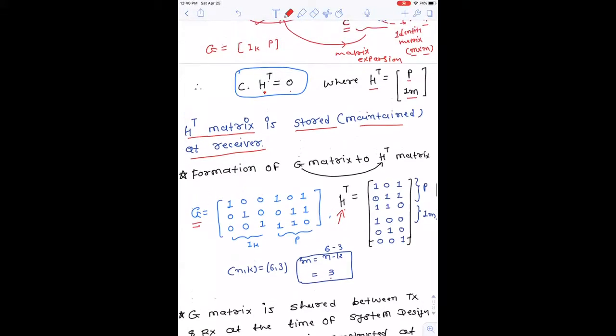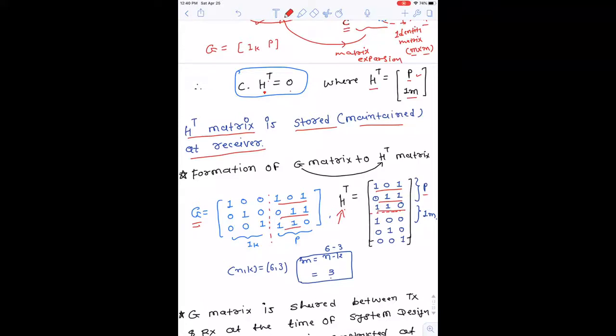Now how do you produce this? If you see the construction of the HT matrix, the first part is the parity matrix. In the G matrix we first have to separate the parity matrix P. The first row of this parity matrix is 101, and the next rows are 011 and 110. So the P matrix is put as it is in the first part.